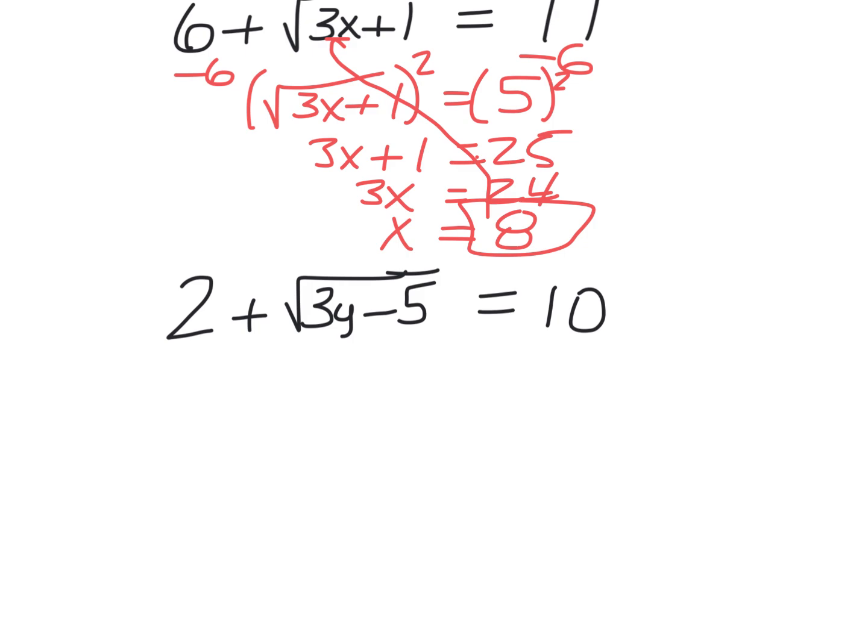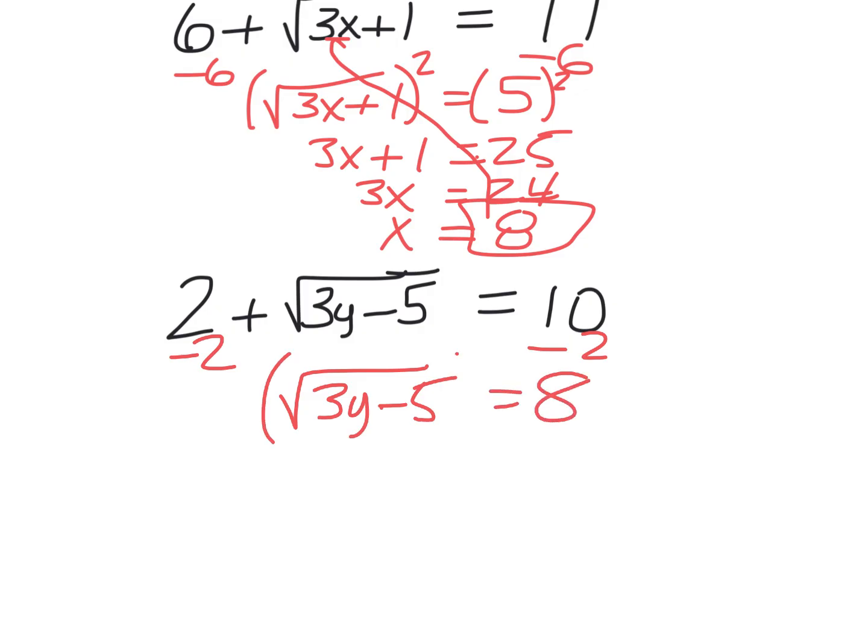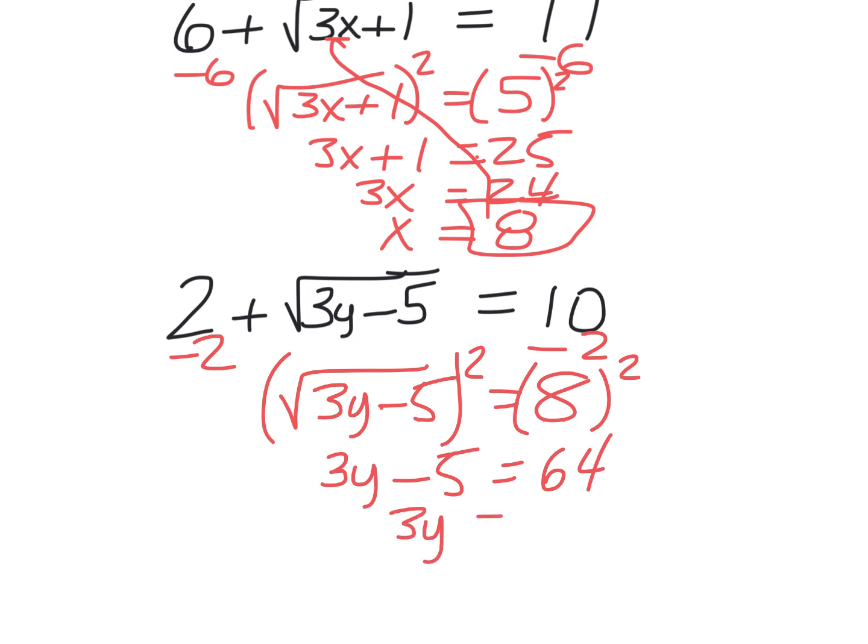All right, the next one here. We've got another radical equation. We're adding 2 to it. So to undo that radical, I'm going to subtract 2. Undo the square root by squaring both sides. I'd have 3y minus 5 is equal to 64. Add the 5. That'd be 69. Divide by 3, and you're going to get 23.